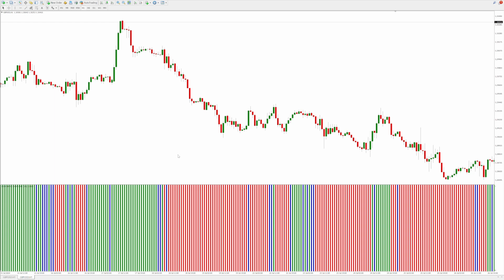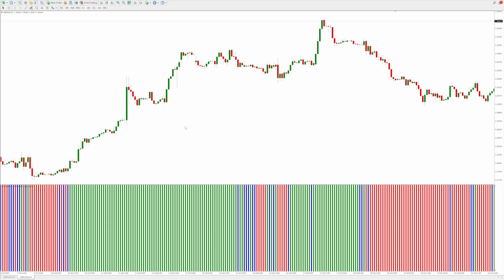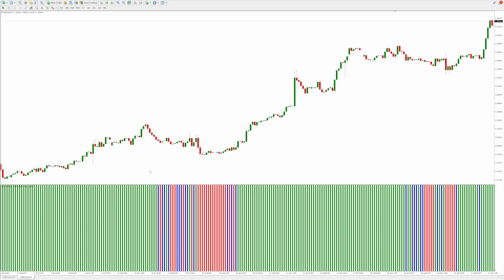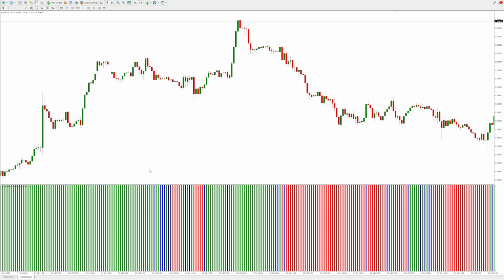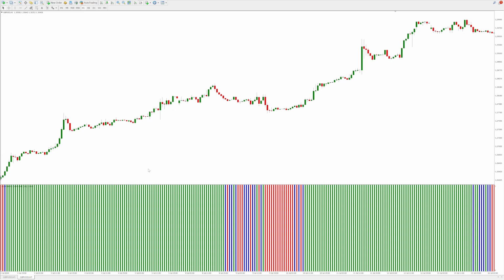The main purpose of the chop zone indicator is to avoid trading when there is a ranging market, or let's say a choppy market, hence the name, the chop zone indicator. That being said, if you do want to trade in ranging markets, you can do so. However, for the purpose of this video, we're going to focus on using this indicator to filter for trends.